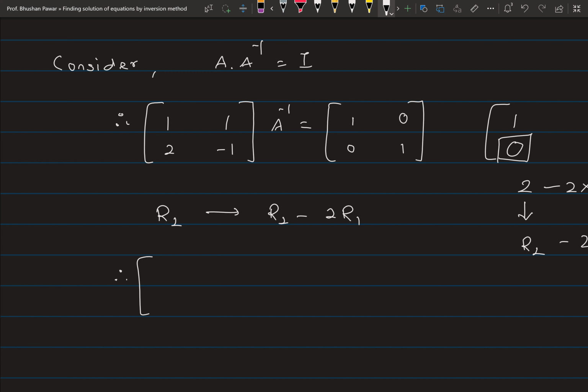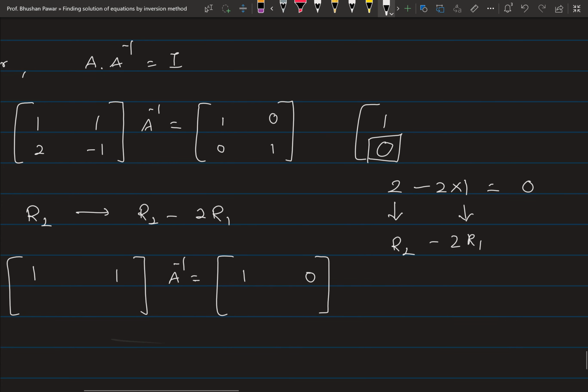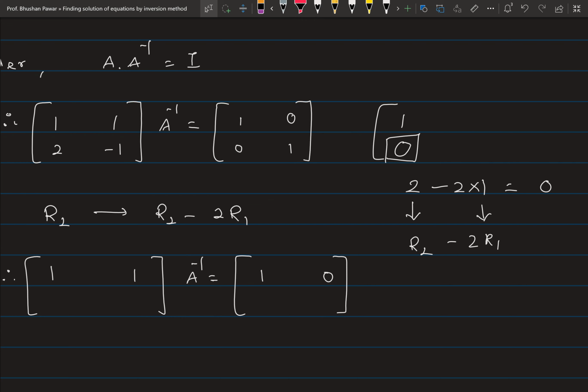So in this step we are going to copy R1 as it is. So 1 1 1 0 is copied. Now here R2 minus 2R1. What about these two elements? If I put it here, 2 minus 2 into 1 gives 0. So I got the element 0. Now if I apply the same operation for these two elements, that should be minus 1 minus 2 into 1, so that should be minus 3.